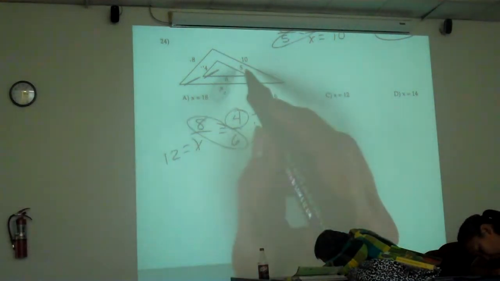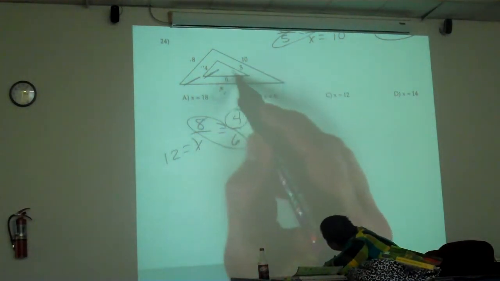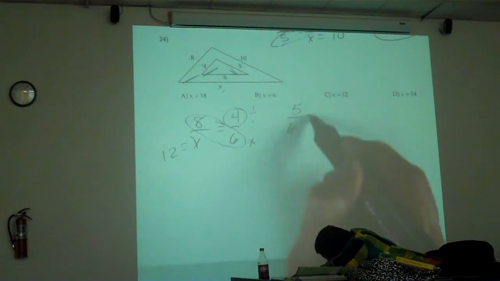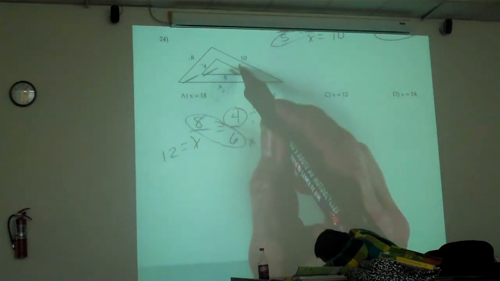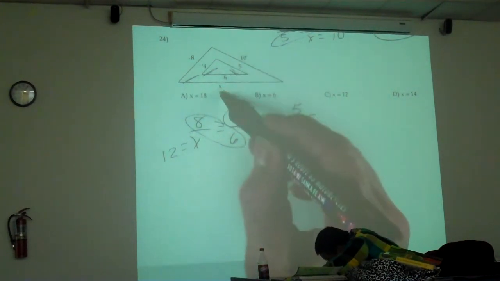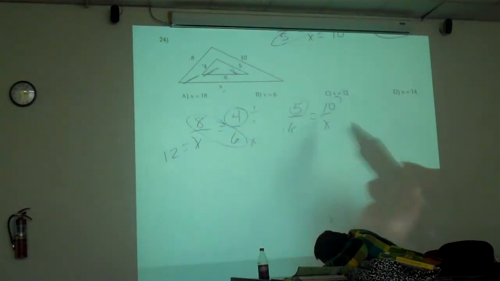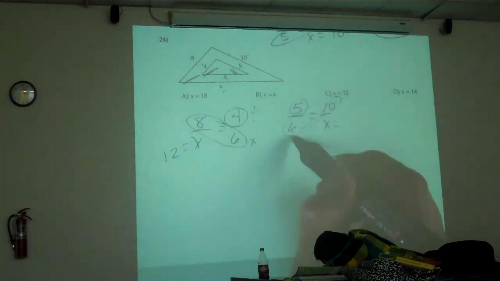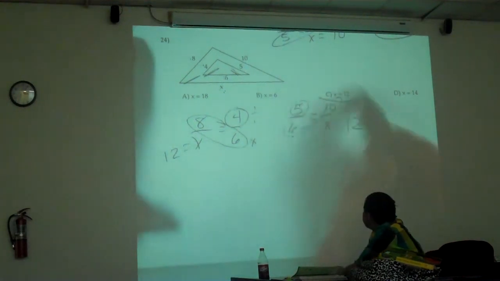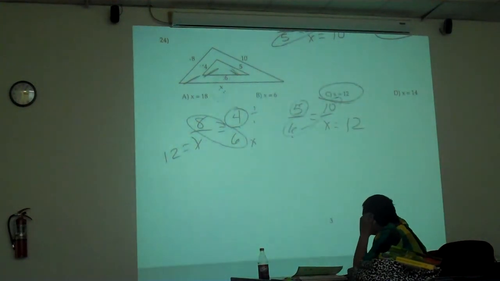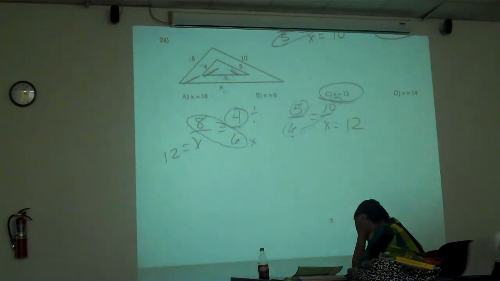Or you could say 5 over 6 equals this top over bottom is top over bottom, 10 over X. 60 divided by 5 is 12 again. I do that a lot. Think ahead and say the wrong number.